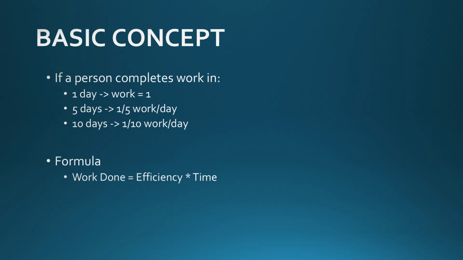If someone finishes a work in 5 days, then in one day they complete one-fifth of the work. That is called efficiency. Formula is work done equals efficiency into time. Similarly, if a person does a work in 10 days, in one day he'll do 1 by 10th of the work, and that is equal to efficiency.